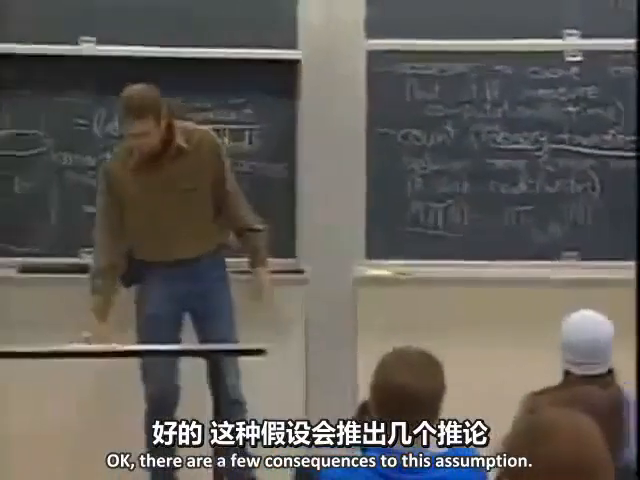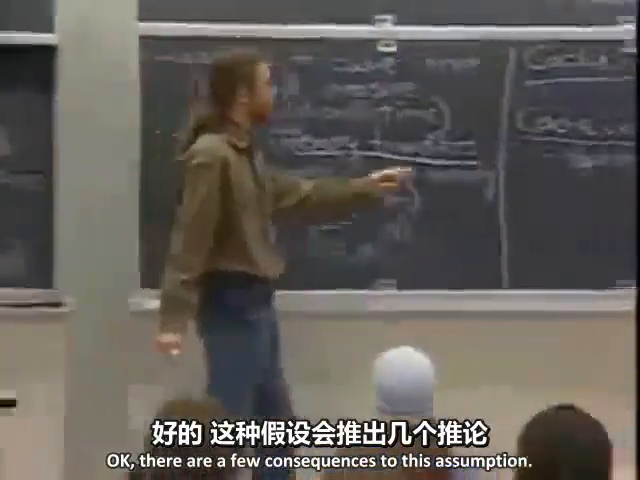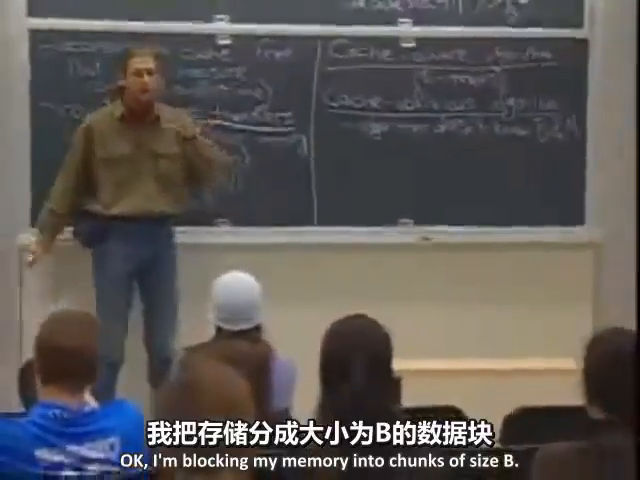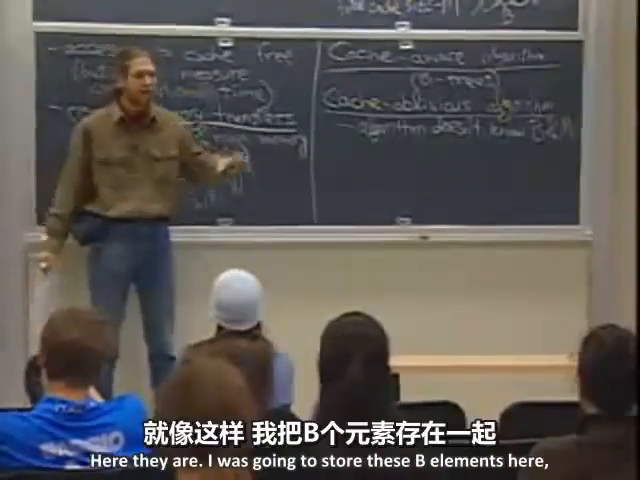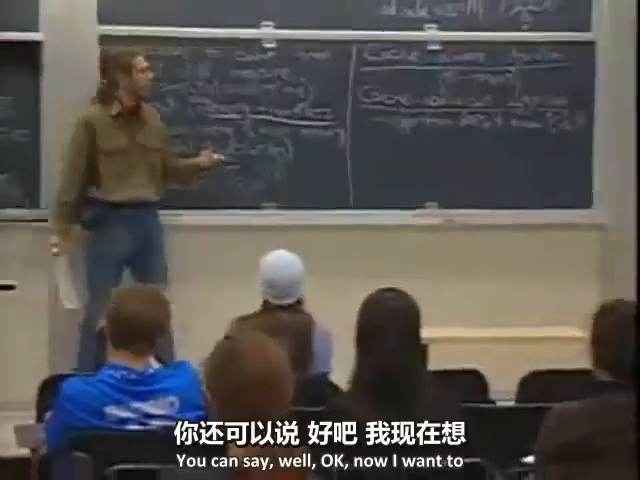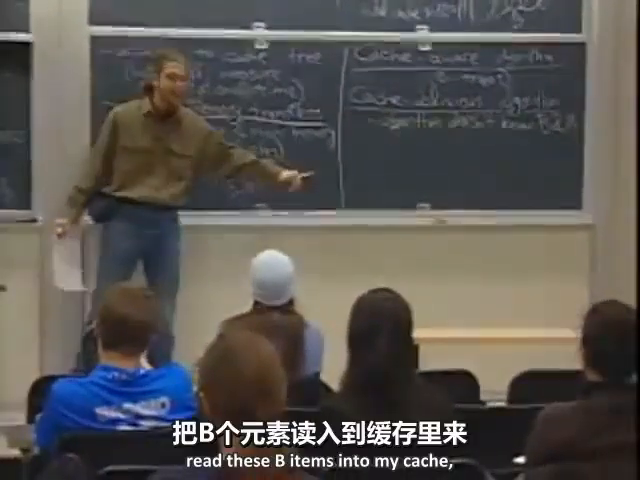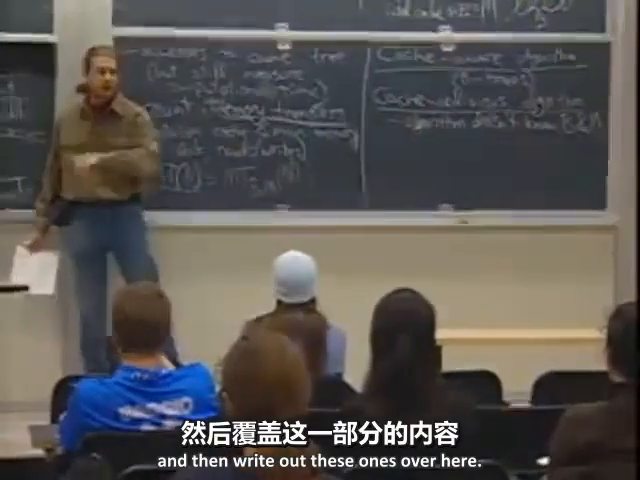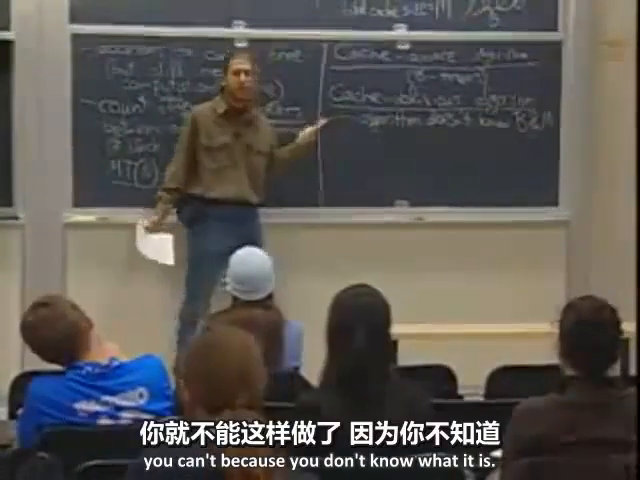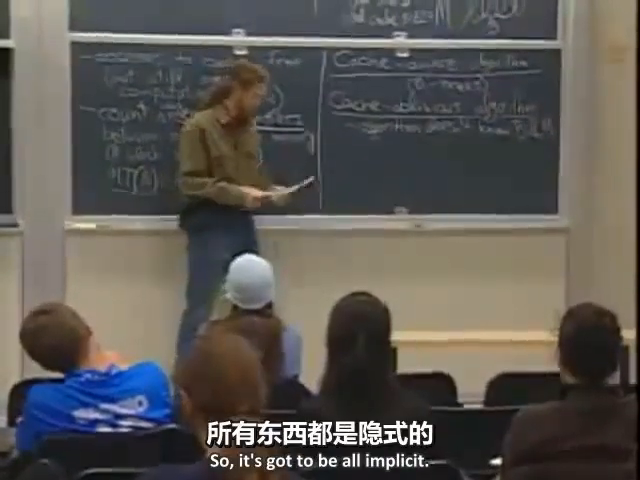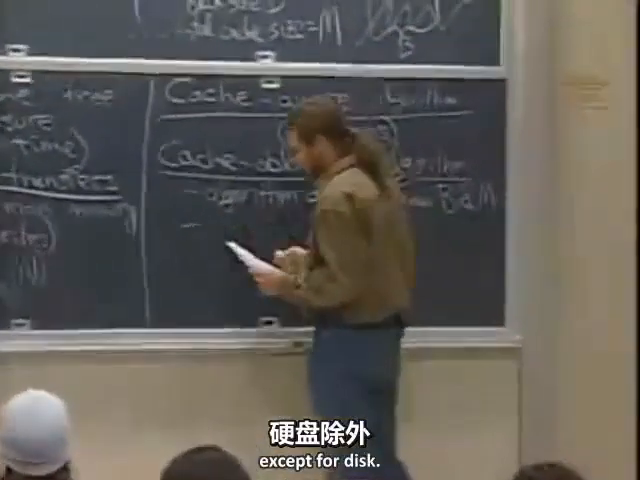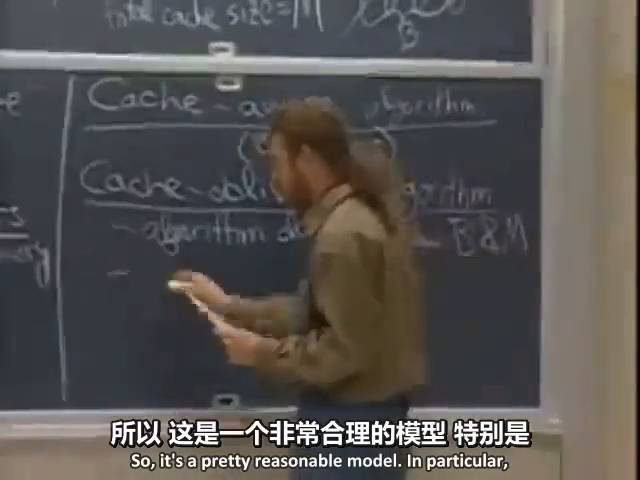Okay, there are a few consequences to this assumption. In a cache-aware algorithm, you can explicitly say, okay, I'm blocking my memory into chunks of size B. Here they are. I'm going to store these B elements here, these B elements here. Because you know B, you can do that. You can say, well, okay, now I want to read these B items into my cache and then write out these ones over here. You can explicitly maintain your cache. With cache-oblivious algorithms, you can't because you don't know what it is. So it's got to be all implicit. And this is pretty much how caches work anyway, except for disk. So it's a pretty reasonable model.